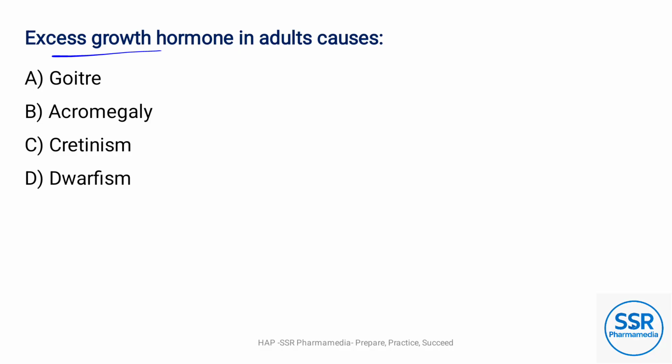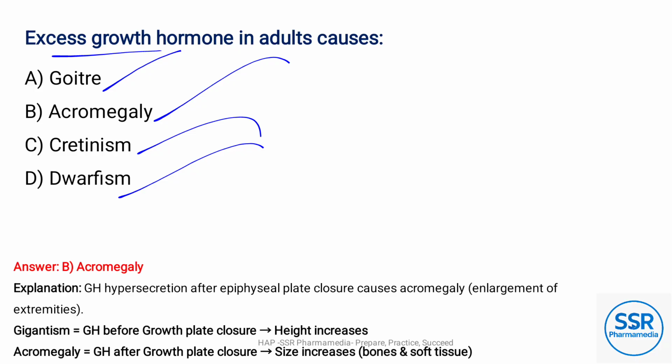Excess growth hormone in adults causes option A, goiter, option B, acromegaly, option C, cretinism, option D, dwarfism. So the answer is option B, acromegaly. Growth hormone hypersecretion after epiphyseal plate closure causes acromegaly. That means enlargement of extremities.